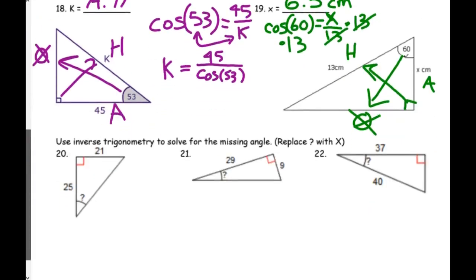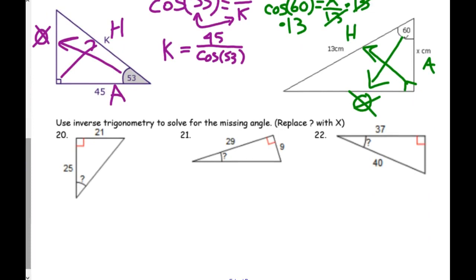Alright, at the bottom here. Now, in this case, like it says, we're going to replace question marks with X. So this is my X angle, my X angle, my X angle. Once again, when we're missing an angle, we're going to be using inverse trig. Okay, so label O, H, and A. I don't need H, so let's not forget CAH, TOA.